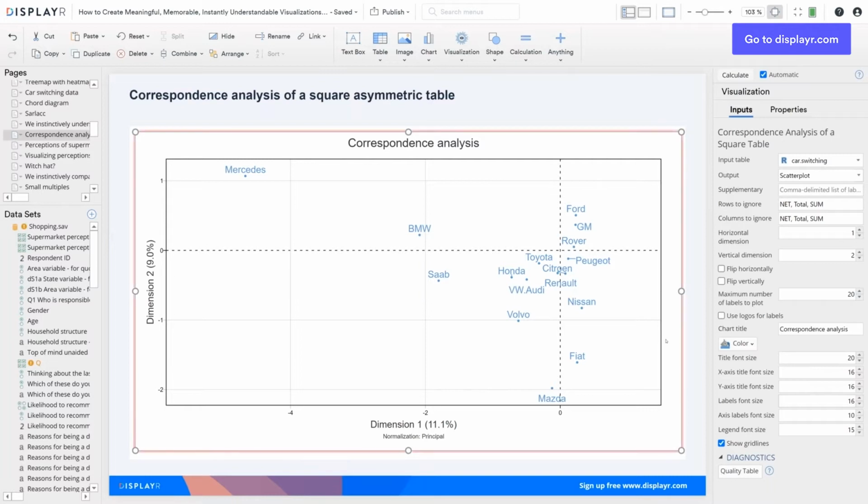You look at Ford. Who are Ford's great competitors? GM and Rover. What's happening with Mercedes? It's very unique. Who does BMW compete with? All of these questions get answered much more quickly from this visualization, simply because we've evolved to read things like it.